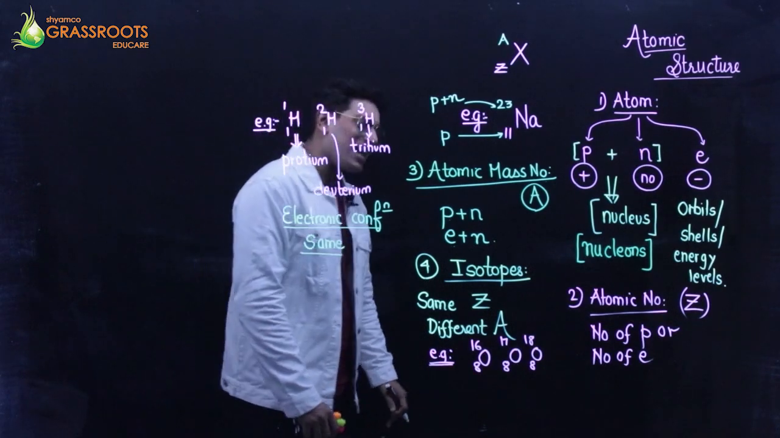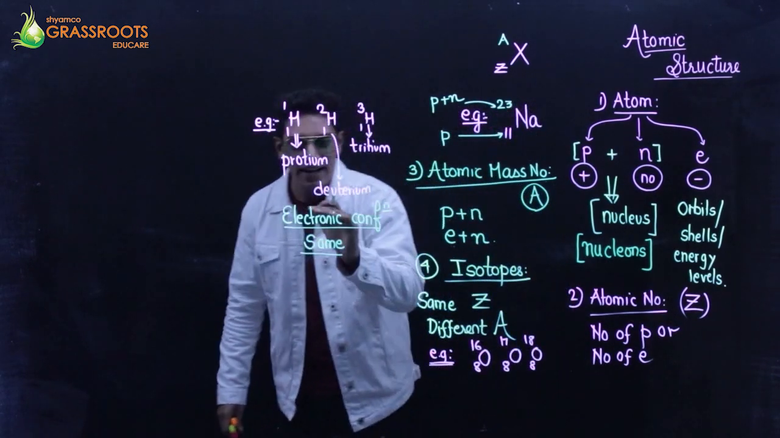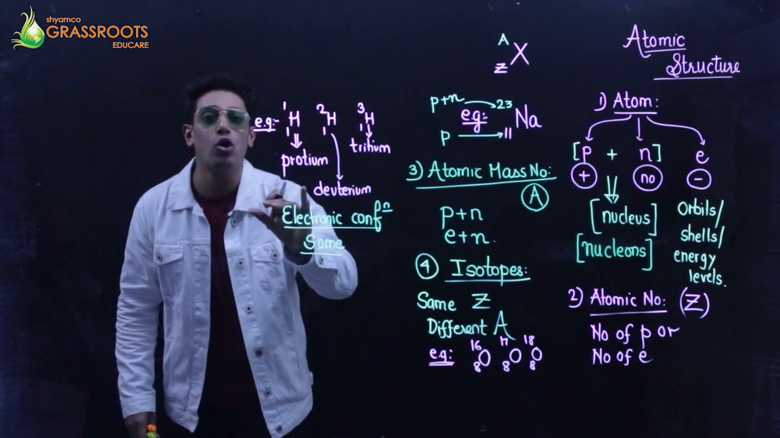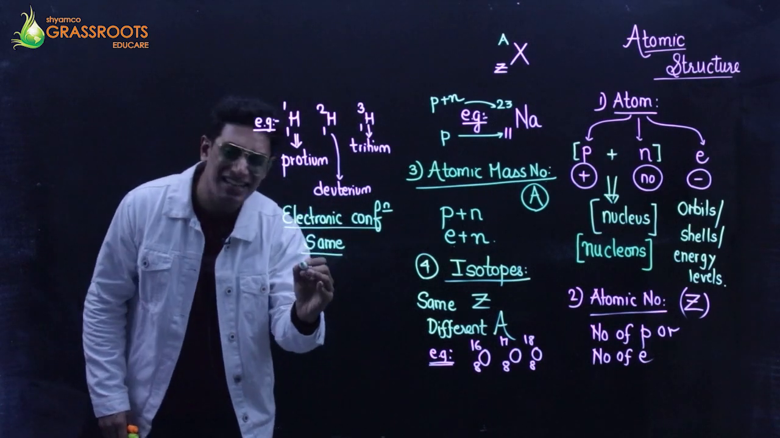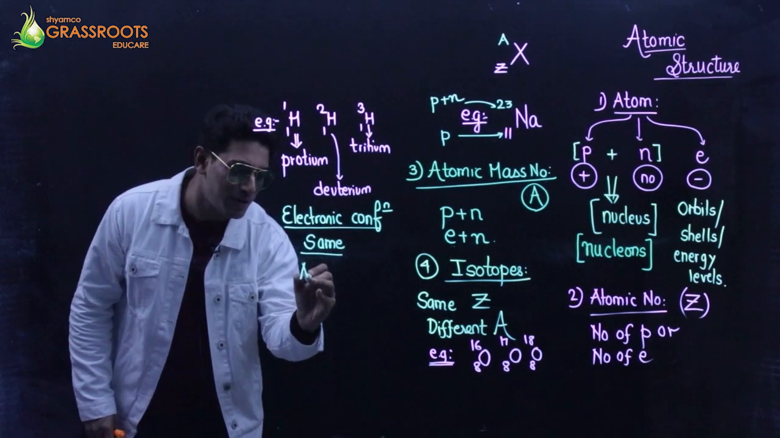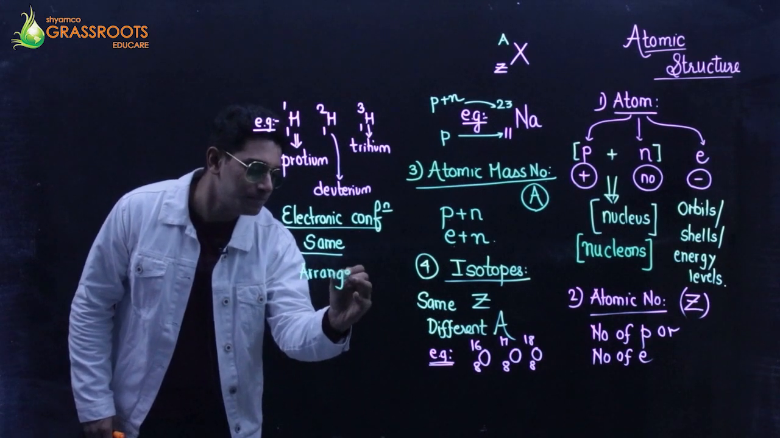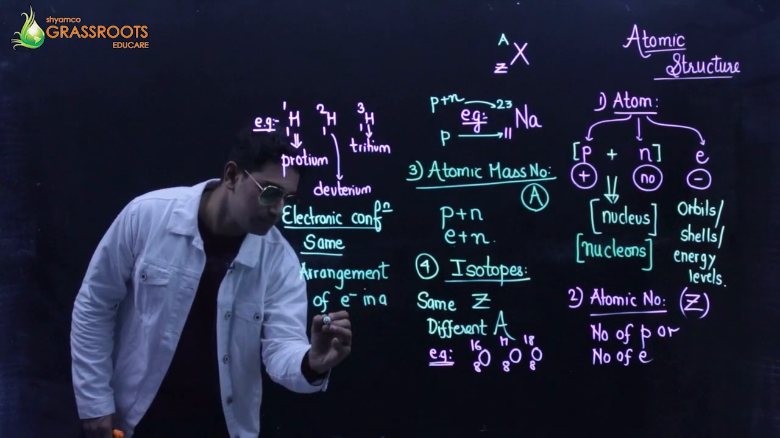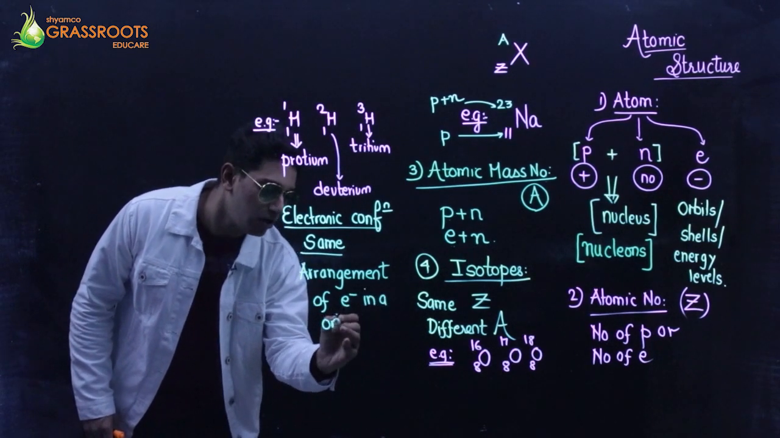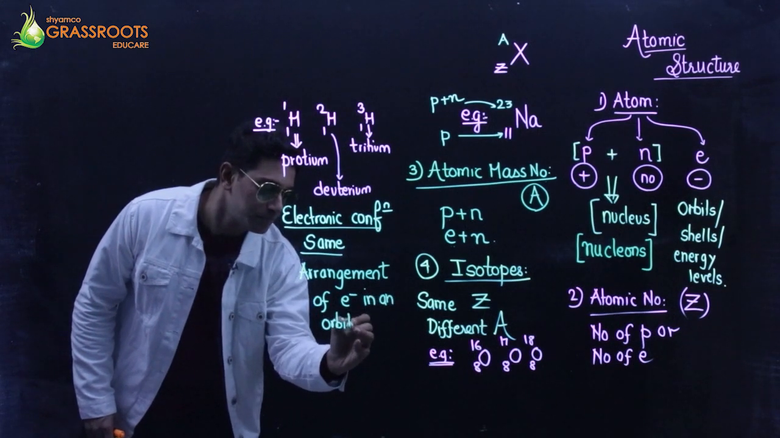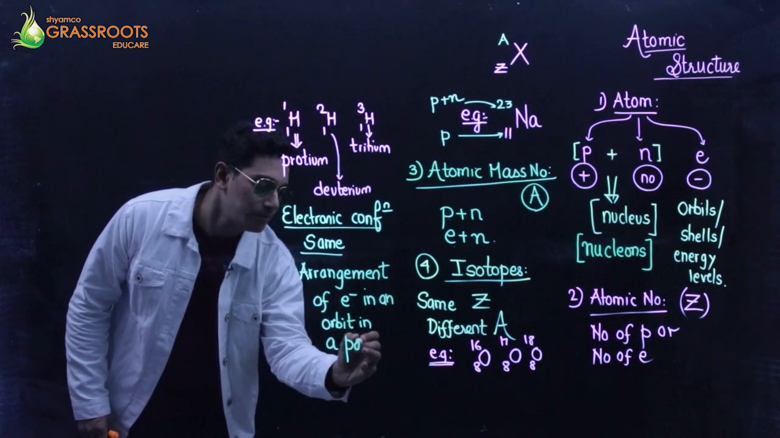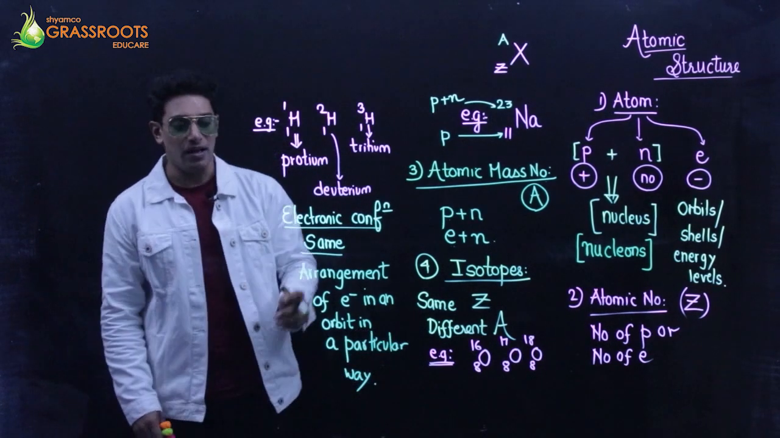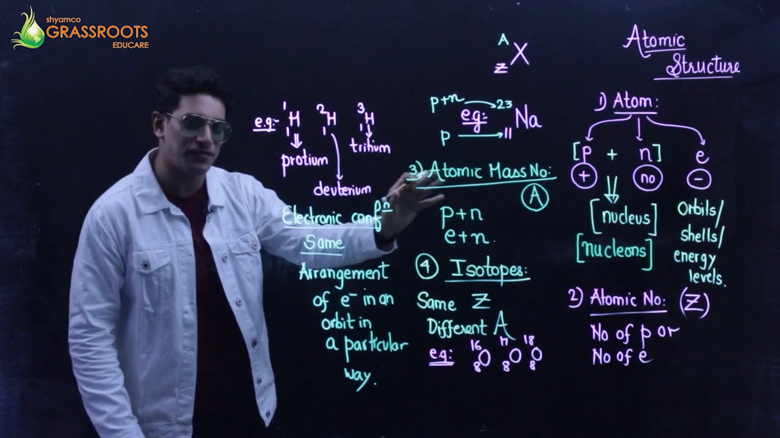Electronic configuration. What's electronic configuration? It is the arrangement of electrons in the orbit of an atom. It is the arrangement of electrons in a shell or in an orbit in a particular manner, not just a random way. And that way we'll study after like 5-10 minutes.